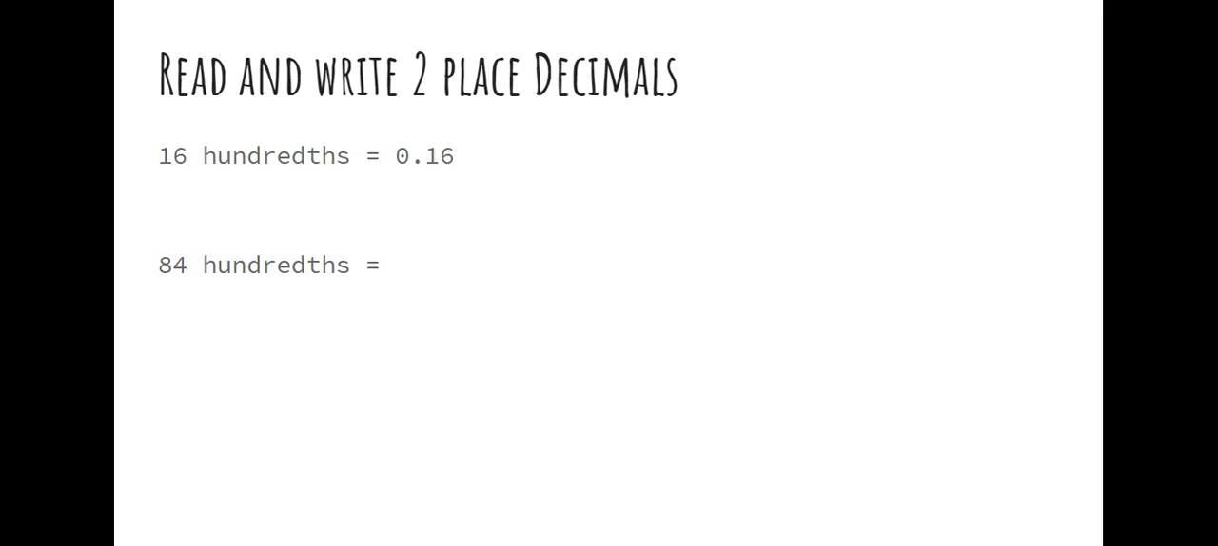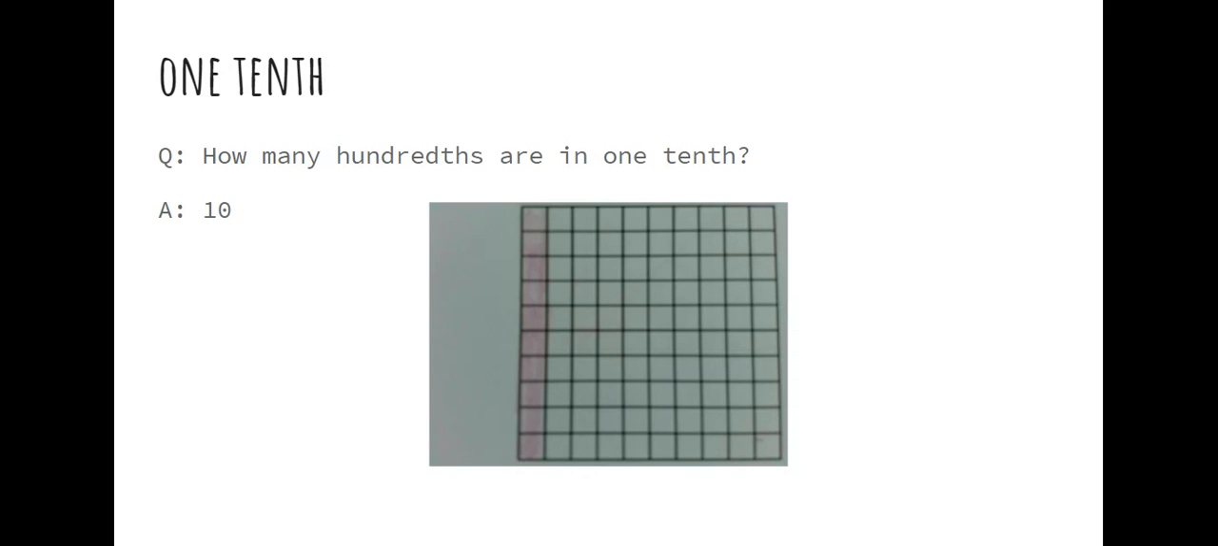Now, if I had 16/100ths and I wanted to write that out, I would write that as 0.16. So take a minute and think, how do you think you would write 84/100ths? And if you were thinking 0.84, you would be correct.